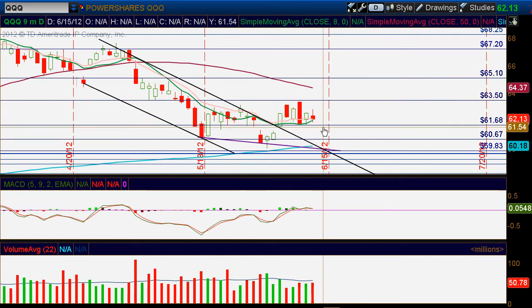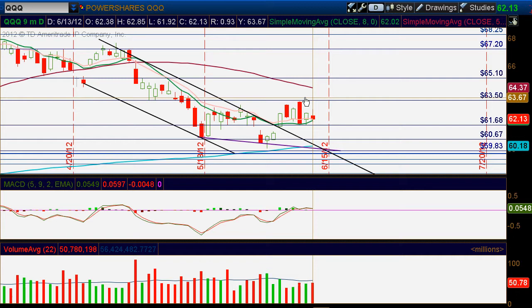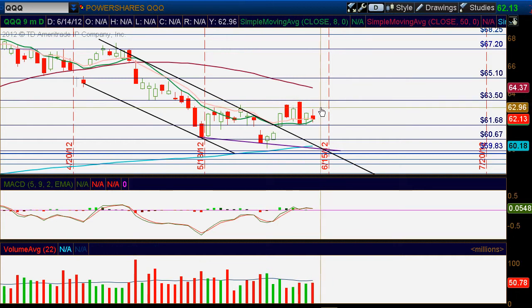And if we do ever break back through the 61.68 area of support to the downside and close the day below it, we could head all the way down to the next area of support right here, 60.67. So that is what you should be looking and watching for the rest of this week.